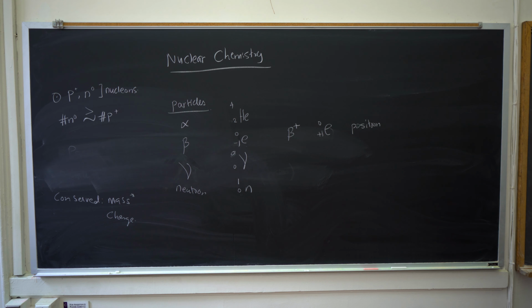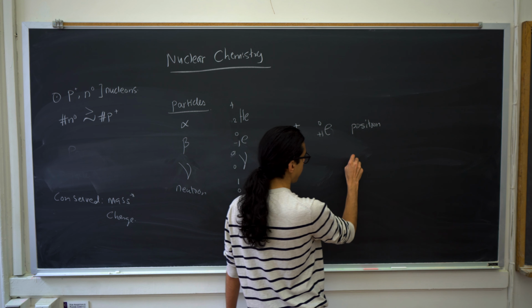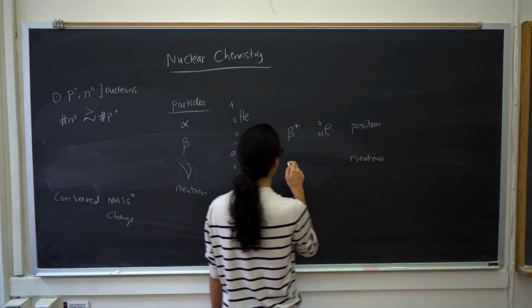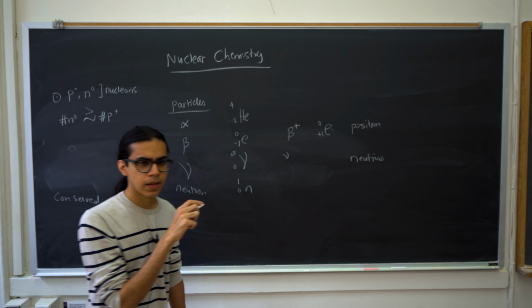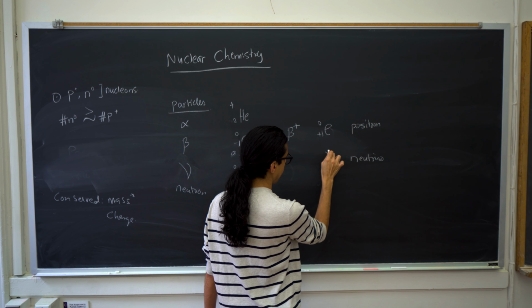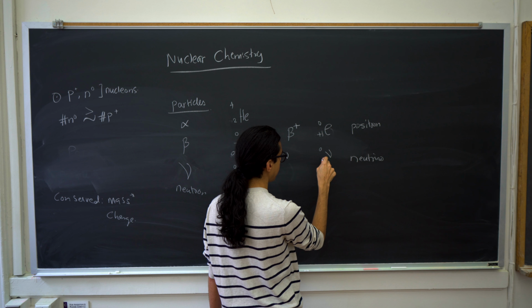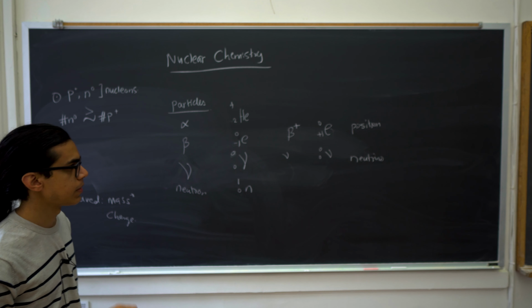There's also a particle called a neutrino. Yes, neutrino. It is denoted by, I think, mu, if I'm not wrong. And neutrinos have very little mass and no charge, if I'm not mistaken.